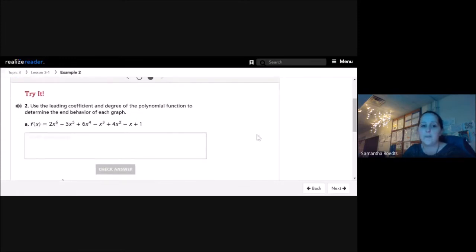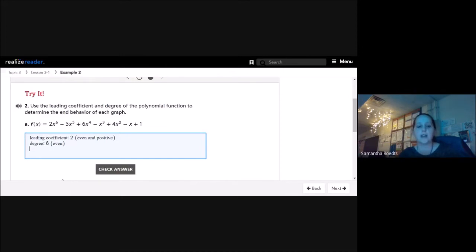All right, so use the leading coefficient and degree of the polynomial to determine the end behaviors of each graph. So I have this very long equation. I don't care about any of it except this first term right here, 2x to the sixth. That's all I care about. My leading coefficient is 2, and that's even and positive. And then my degree, which is 6, is also even. So this tells me it's going to look like a quadratic equation.